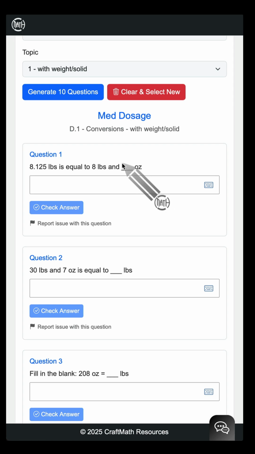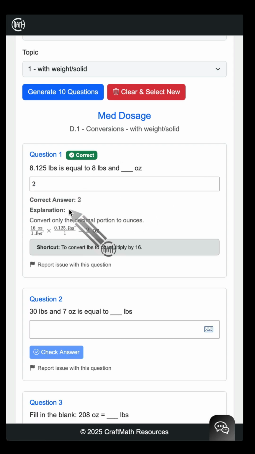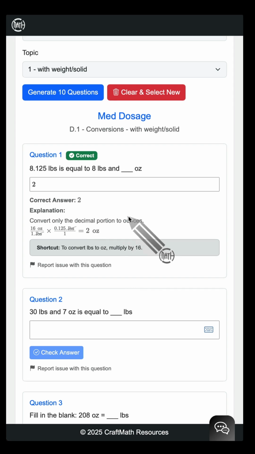But let's come in here and fill in this blank. It is 2 ounces, so when we type in a 2 and we check, notice you get instant feedback in this infinite question bank. I even mentioned the shortcut. To convert pounds to ounces, multiply by 16, but something important to mention here is that we're only looking at the decimal portion. We're going to convert the decimal portion of those pounds. We're going to convert that to ounces.